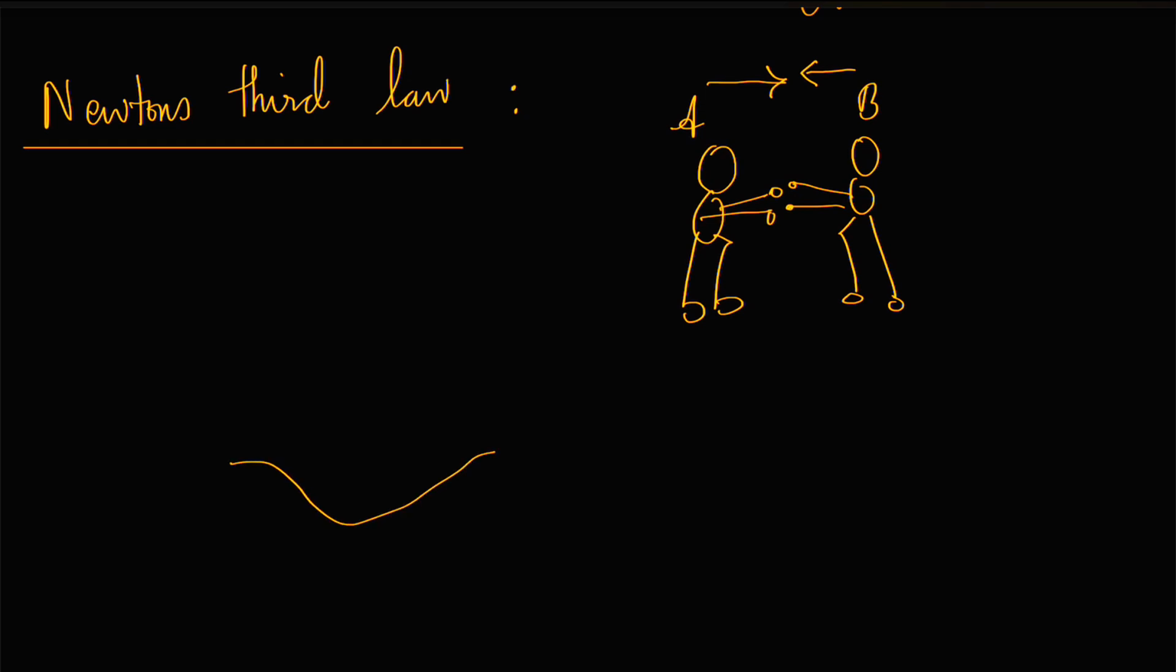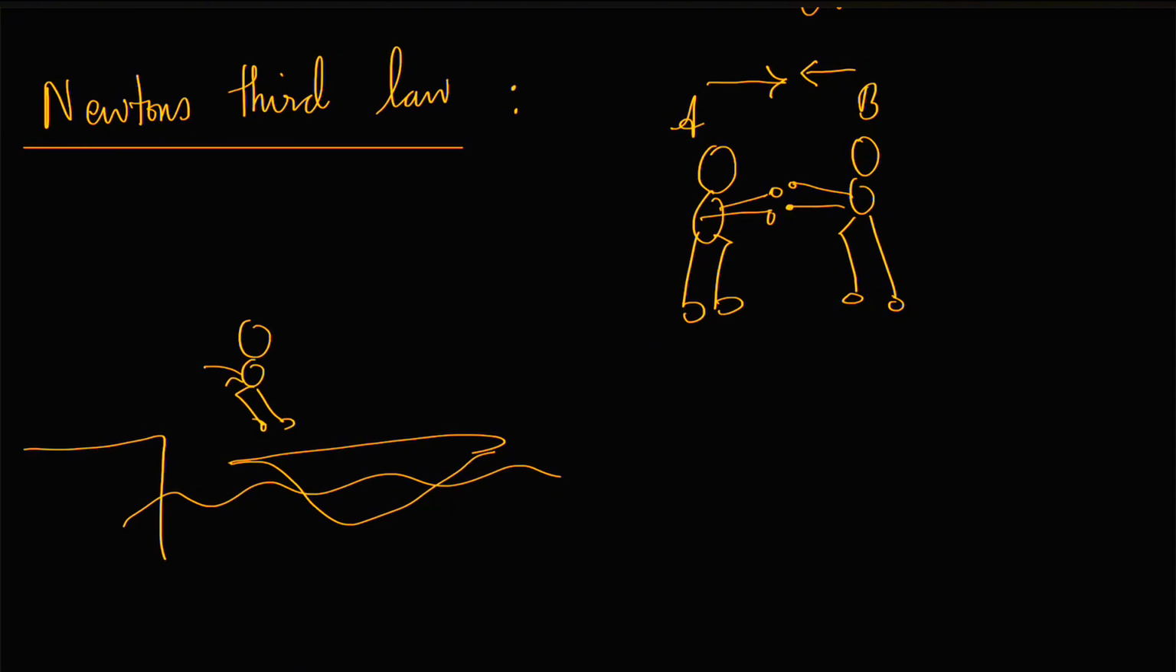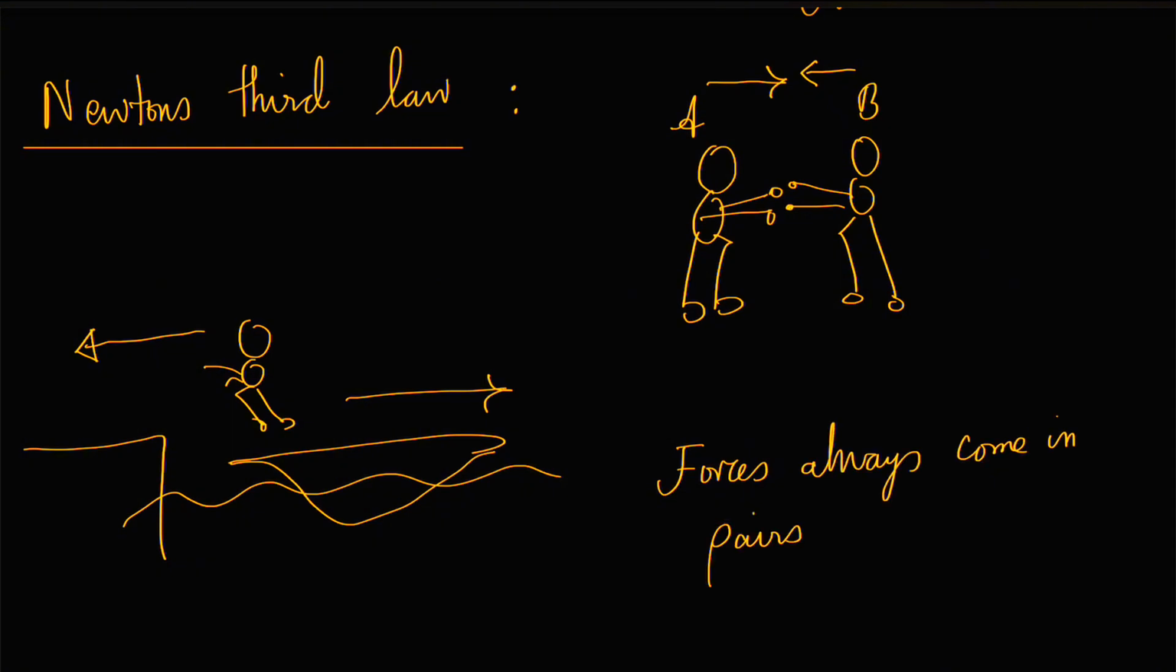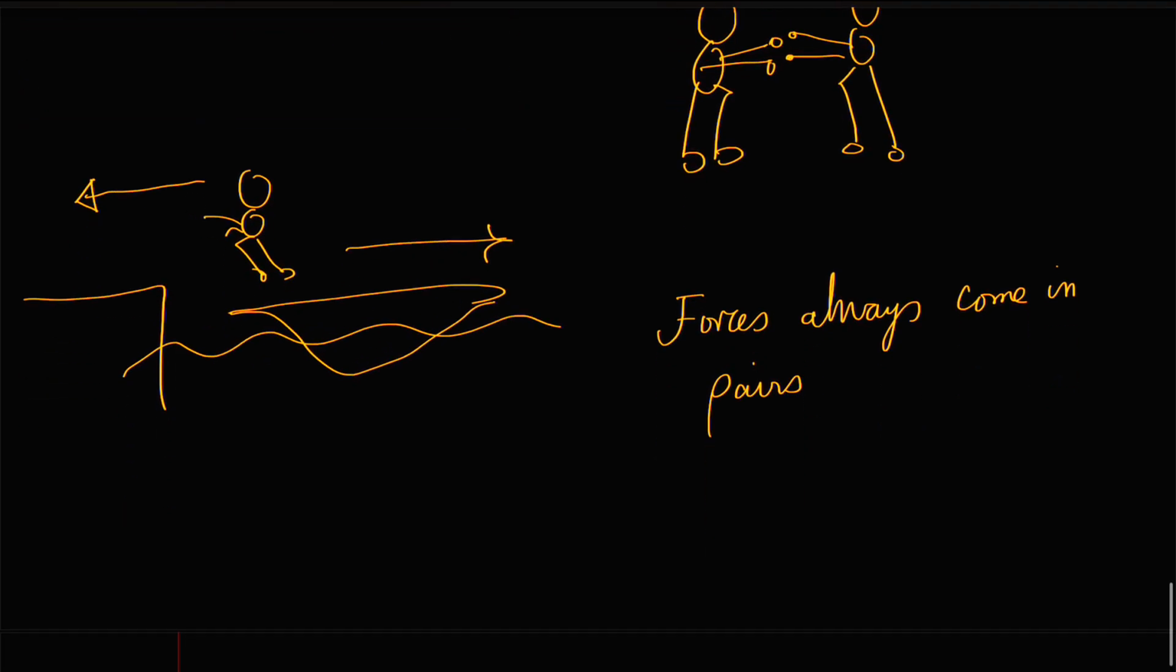Another example would be when a person jumps out of a boat. Suppose this is a boat and a person jumps out of the boat. He pushes the boat backwards and the boat pushes him forwards. This also means that forces always come in pairs. Another example would be that of a rocket.